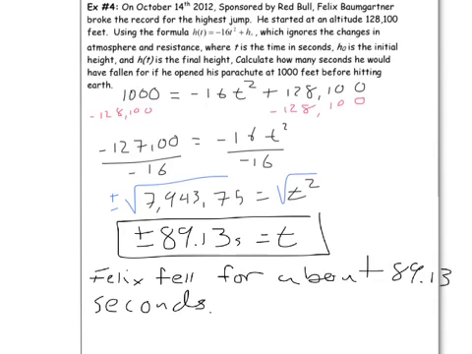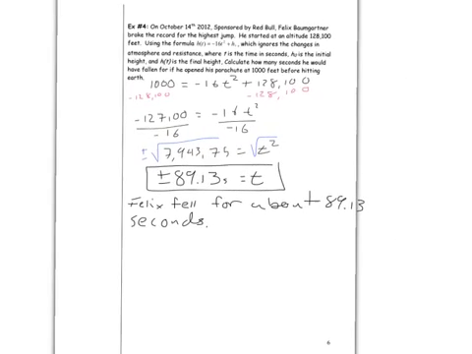Now, the reality is he actually fell for a lot longer. He fell for about 4 minutes and 22 seconds. That's because this formula doesn't account for atmosphere and resistance and all these other things. So there's a lot more that goes into the actual falling of this guy. But yeah, pretty interesting to fall for 4 minutes and 22 seconds.